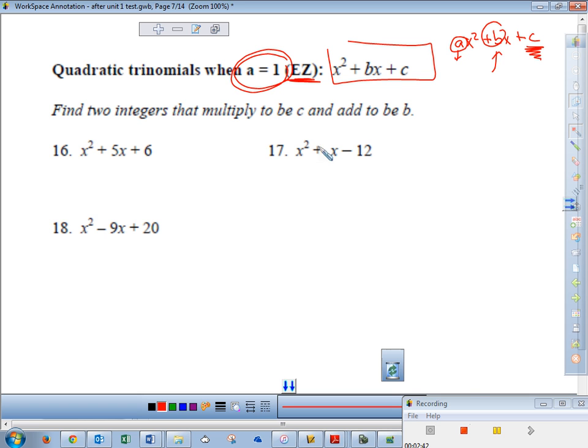That's him. So, in this one, a is 1. Notice, it's not an equation, so we do not need to solve this. We just need to factor it. Unfoil it, if you will. Two numbers that multiply together to be 6, add together to be 5.